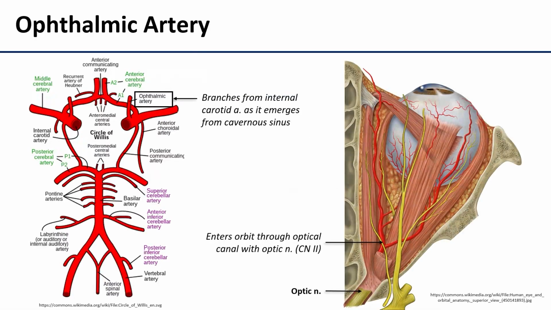The arterial supply for the orbit comes from the ophthalmic artery. The ophthalmic artery is a branch of the internal carotid. So here's the internal carotid and here's the ophthalmic artery. It's going to branch off that internal carotid right as it emerges from the cavernous sinus. It's then going to travel with the optic nerve through the optic canal and into the posterior orbit.